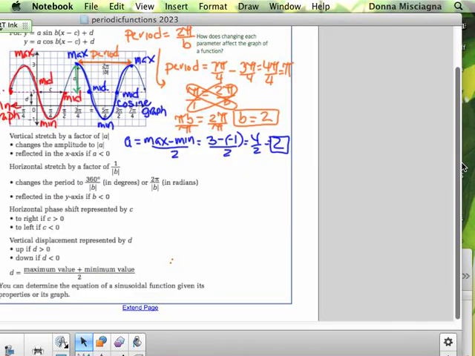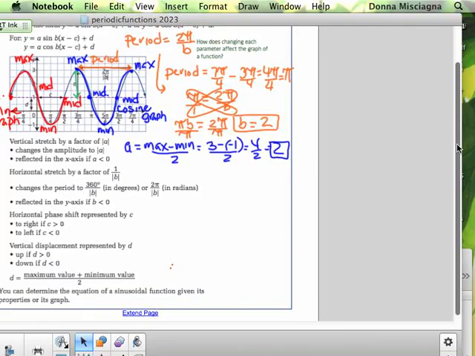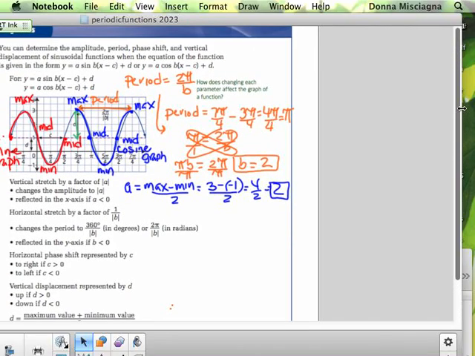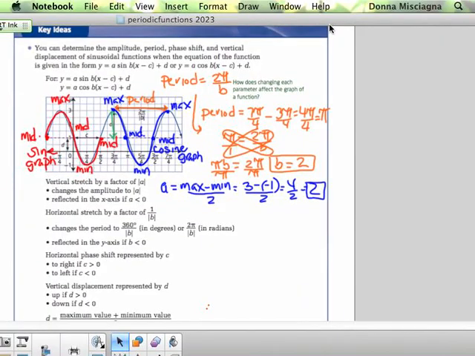So, no, the only thing there, the maximum minus the minimum divided by 2 is the amplitude. We already have that up here. All right, so let's go ahead and find the vertical shift. This is really easy to see on the graph, right? It's labeled right here.